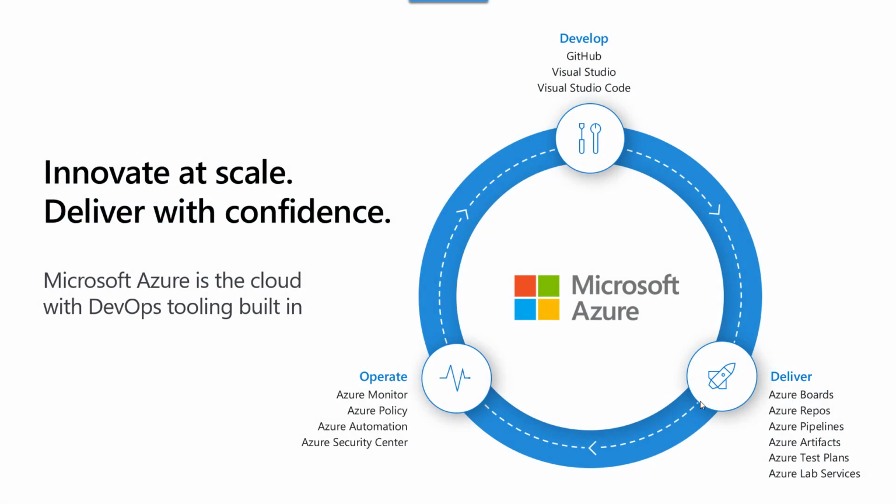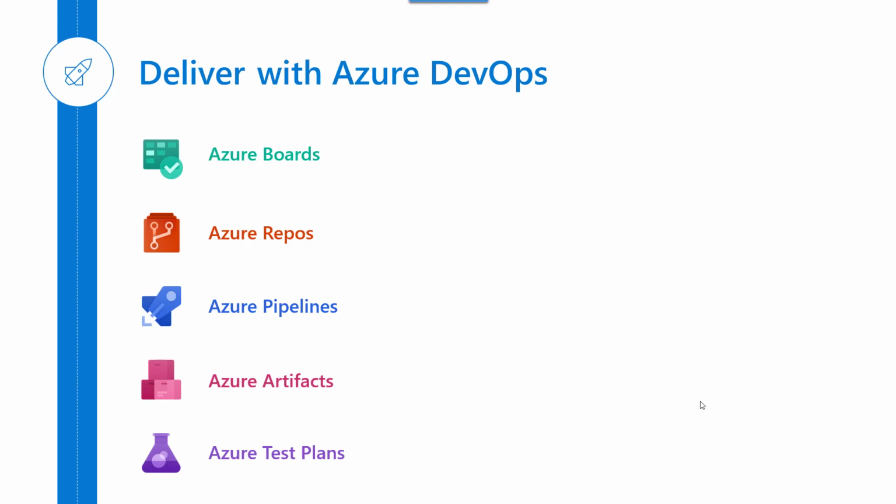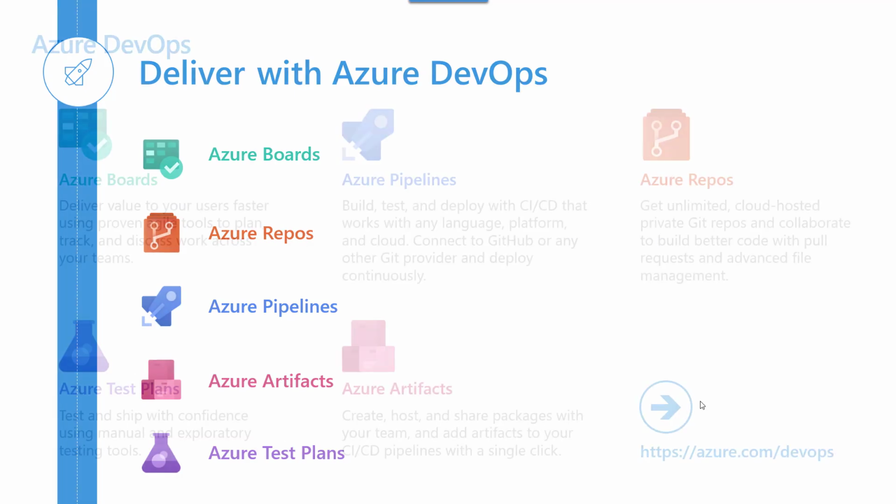So how is Microsoft providing a solution to cover the software development lifecycle in this way? Microsoft provides three main components so we can have innovation at scale with confidence. The first component is develop, where we're using GitHub and Visual Studio Code. The second component is operate, where we're using Azure Monitor, Policy Automation, and Security Center. The third component is deliver, where I will use Azure Boards, Repos, Pipelines, Artifacts, Test Plans, and Lab Services. So when we look at Azure DevOps, it consists of Azure Boards, Azure Repos, Azure Pipelines, Azure Artifacts, and Azure Test Plans.